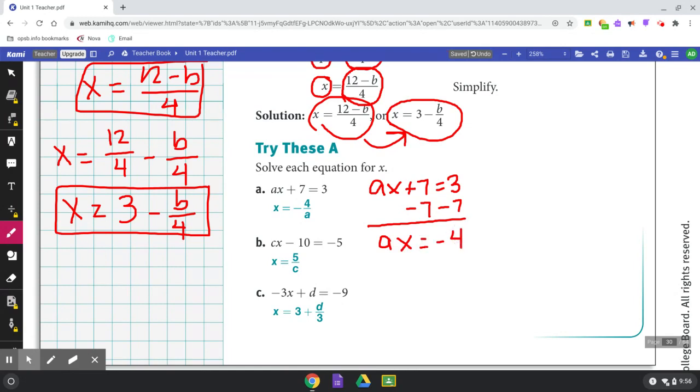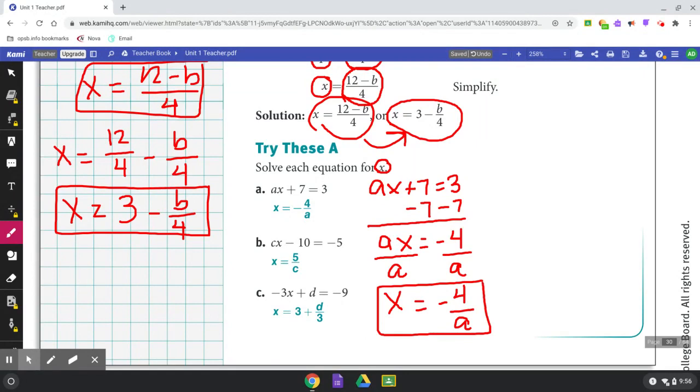Now I'm solving for what variable? We're solving all of these for x. It's saying solve all for x. If I want to isolate x, I'm going to divide by a. So x equals negative 4 divided by a. Again, follow the same steps.